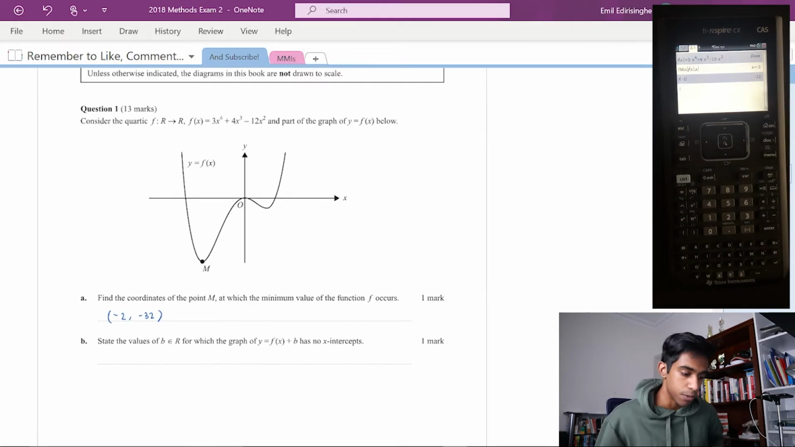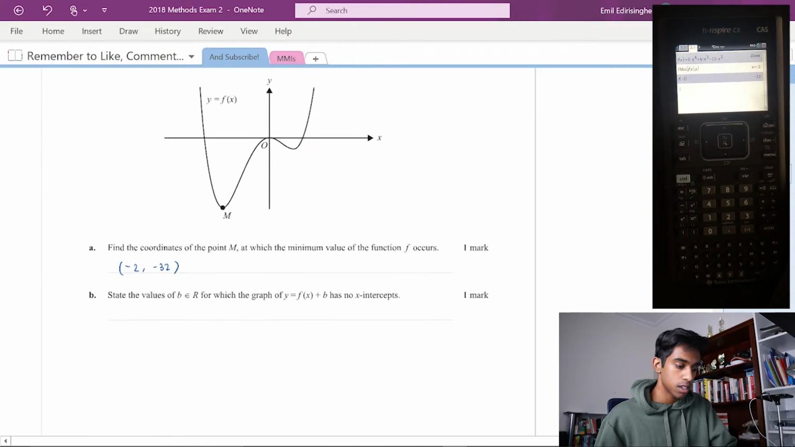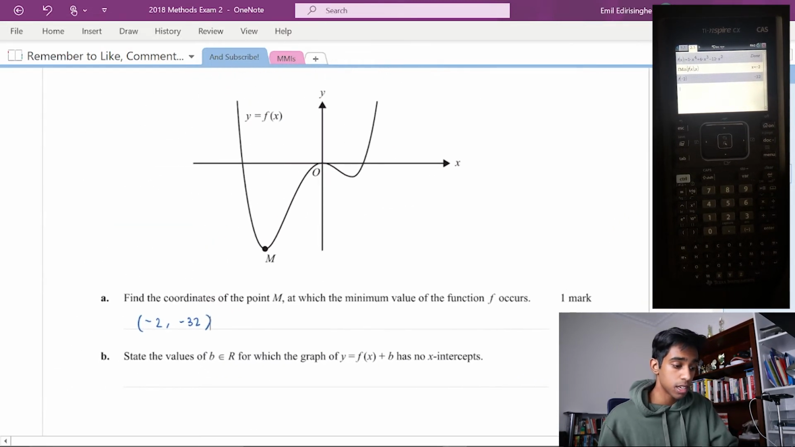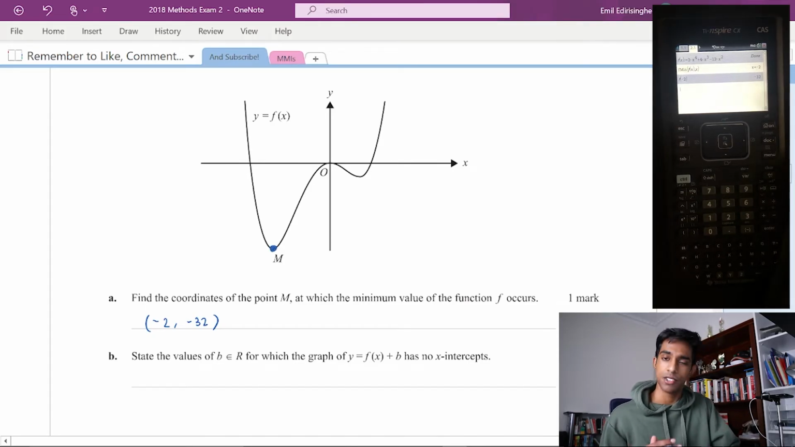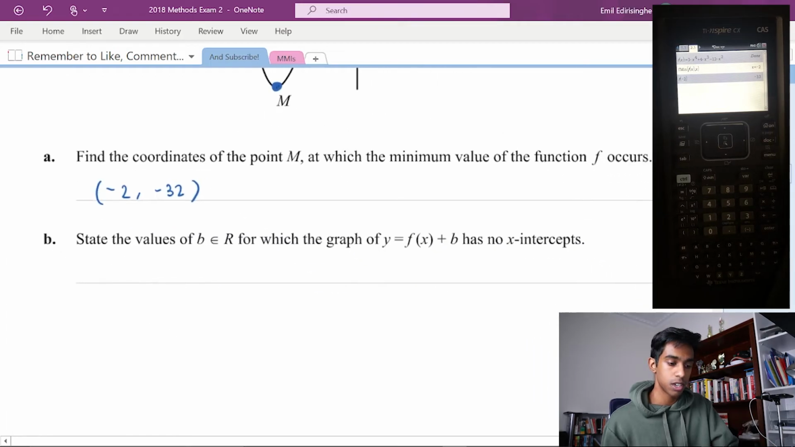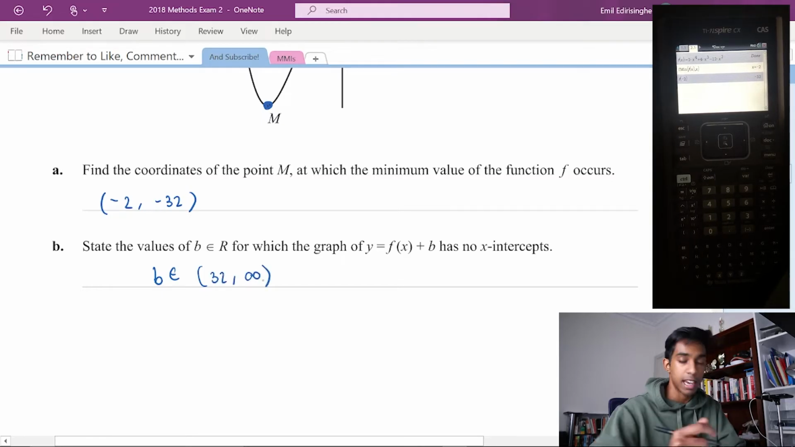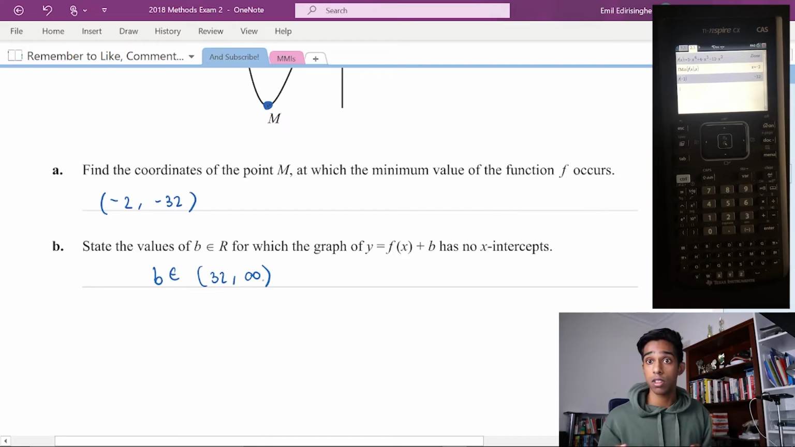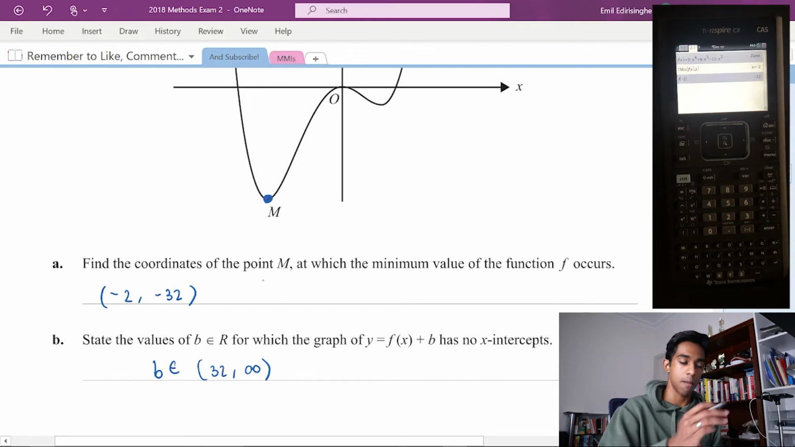State the values of b for which the graph of y equals f of x plus b has no x-intercepts. So since we know that the minimum is -32, and that's this point here, M, therefore we know that b is just going to be greater than 32, so therefore b is an element of 32 to infinity. And you can't include 32, because if you included 32, there'd be one x-intercept, which would be the point M.